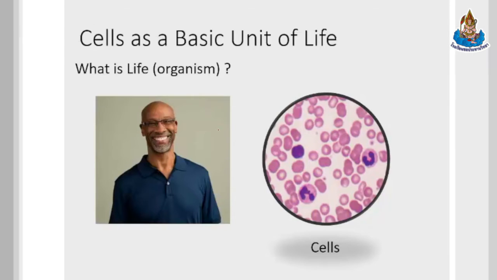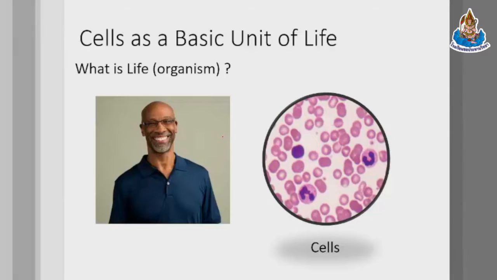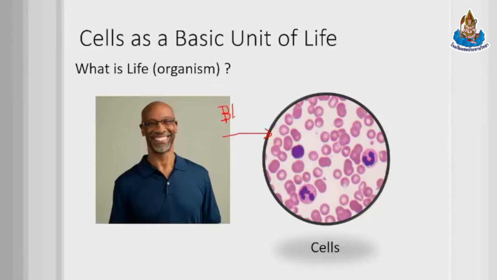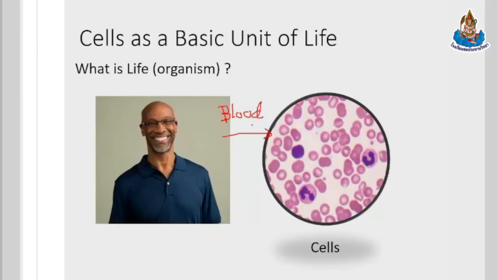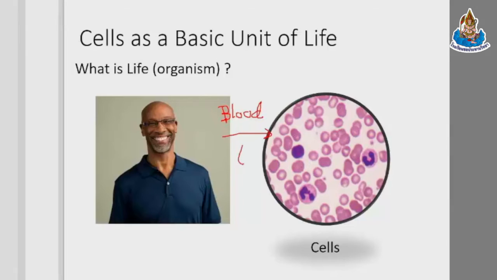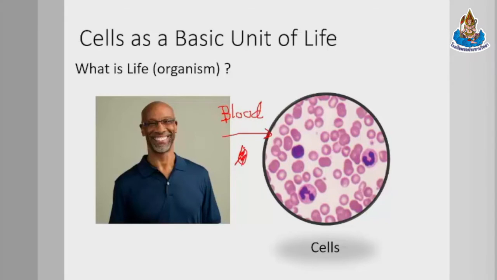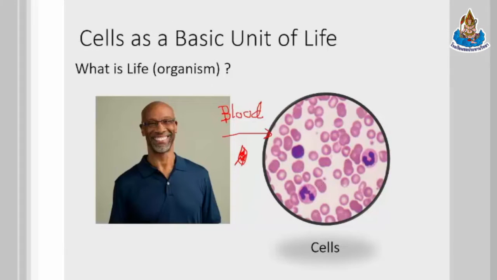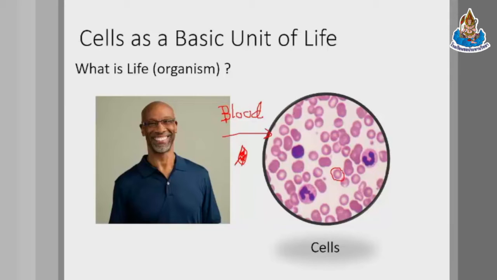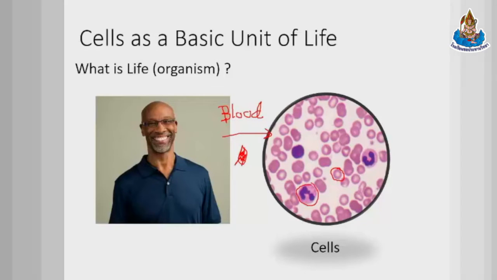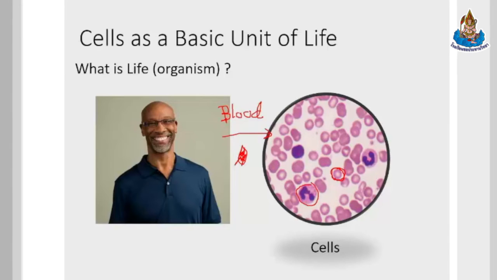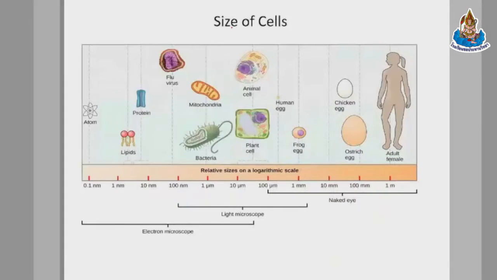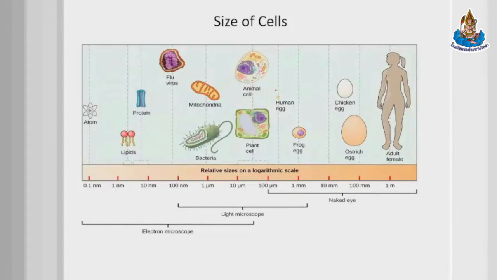Humans also consist of cells. This figure shows cells from blood. When you drop blood and watch under a microscope, you will find it like this. And you see it has different kinds of blood cells. This we call red blood cell, and the big one we call white blood cell. So every organism must consist of cells.